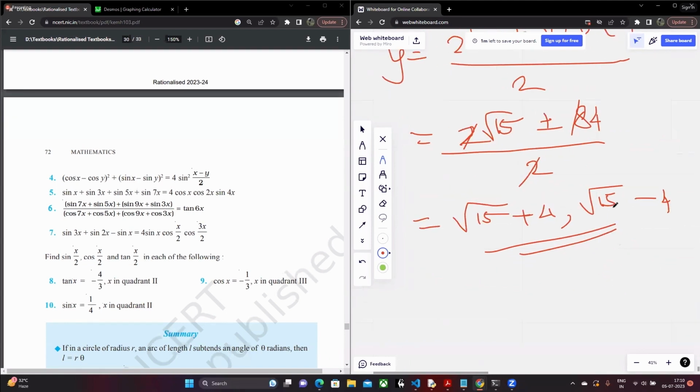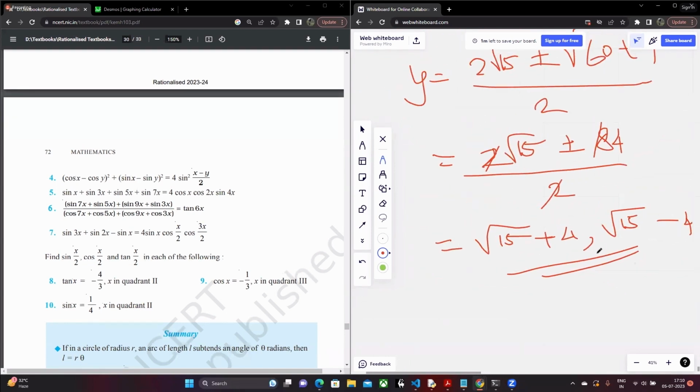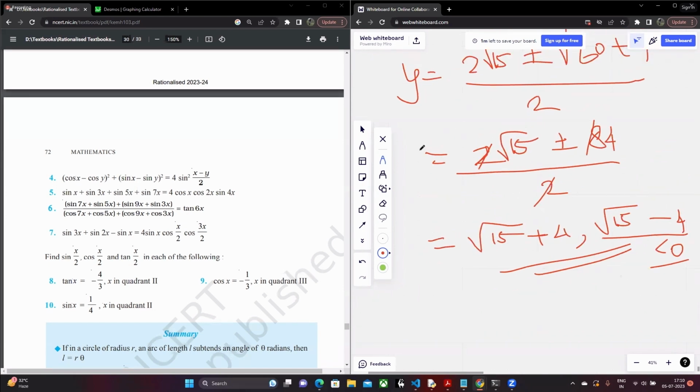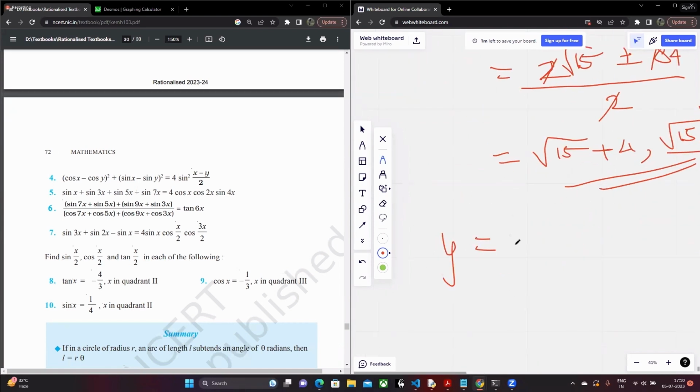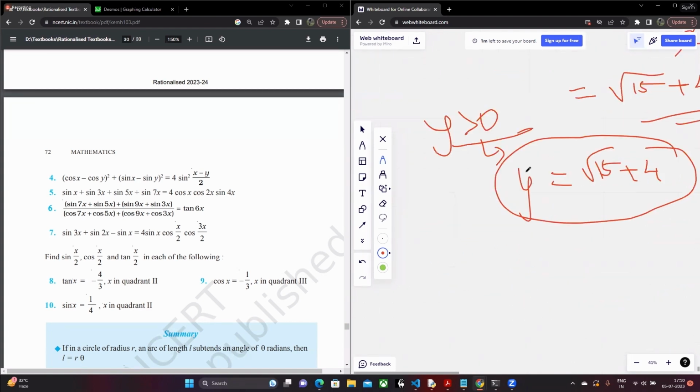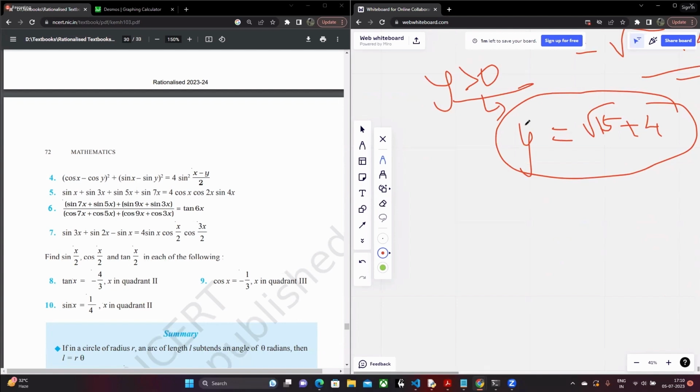Notice that root 15 is less than root 16, that is 4. Since square root is monotonically increasing, that means that root 16 is greater than root 15. Therefore, this is a negative number. Right? Since y is positive, this cannot be the value of y. Therefore, y is equal to root 15 plus 4. Alright. This is because y is greater than 0. So you have the value of tan x by 2, right?